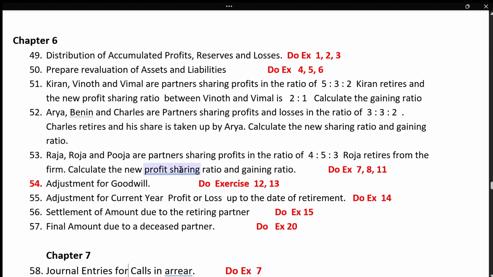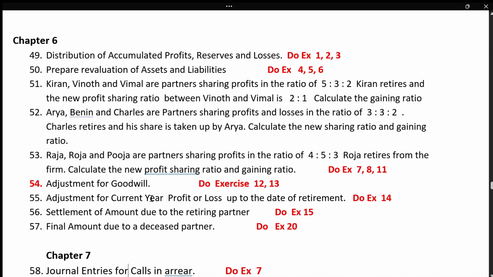And in another one, they have given only the old ratio and nothing else, no detail about the gaining share. So what you have to do is remove the retiring partner's share here. So 5 you will take off, and then the remaining 4:3 would be the new ratio. So this is easy to calculate, you can do it.